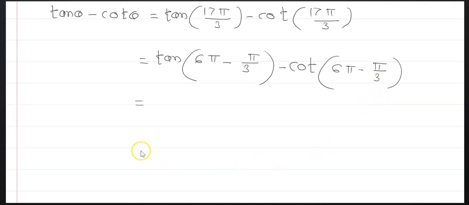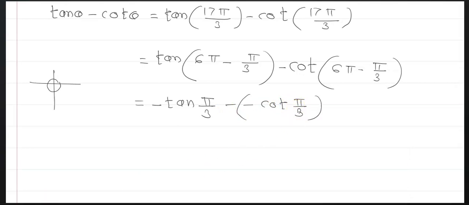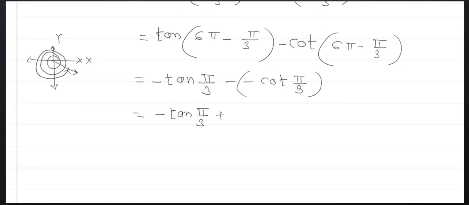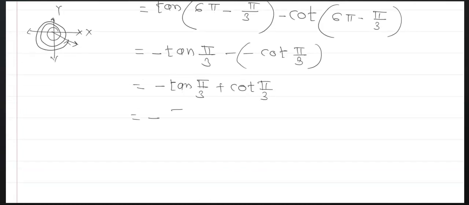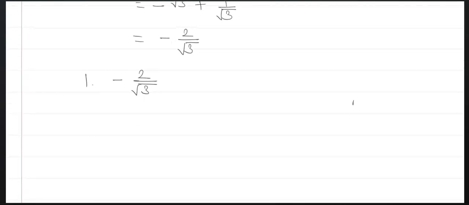Now this goes in the fourth quadrant. Whenever it is tan of 2 pi minus theta or 2 pi plus theta, the function remains as it is. Now it goes in the fourth quadrant. In the fourth quadrant, tan is negative. Next is also minus cot of minus pi by 3. That minus minus will become plus. Therefore, it is 6 pi, in the fourth quadrant: minus tan of pi by 3 plus cot of pi by 3. Substitute the value: minus root 3 plus 1 upon root 3. Therefore, you will get minus 2 upon root 3, and hence option first is the correct one.